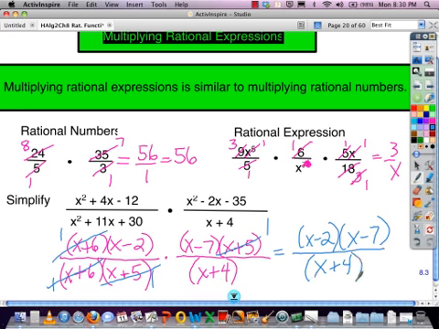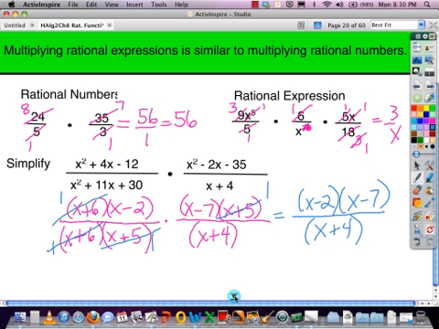If it says write a rational expression, then you are going to have to finish that a little, and that would mean FOIL out the top, and we would get x squared. Outside's negative 7, inside's negative 2. Added together is negative 9x. Last times last is a positive 14, and that would be all over x plus 4. So there's a good example of how you would multiply.